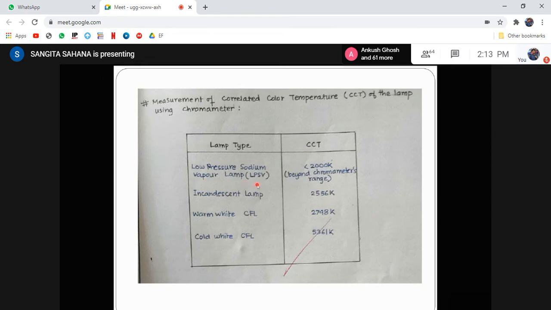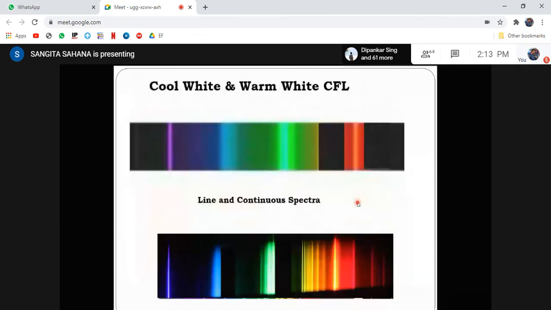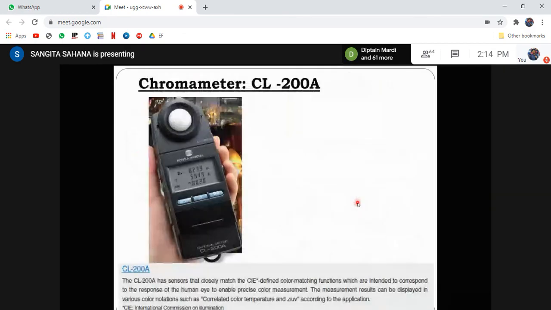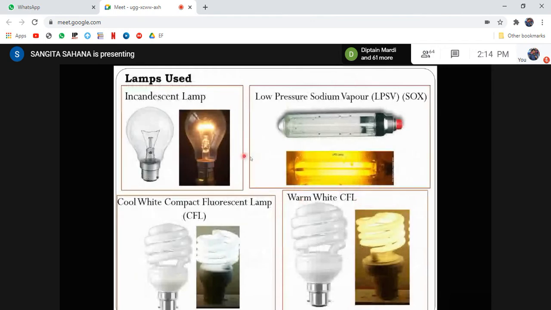Now this low pressure sodium vapor lamp, here the CCT is below 2000 Kelvin, which is beyond the range of the chromometer. So we cannot measure this one, but for incandescent and the CFLs, these are the values. So you can see the CCT values of the incandescent lamp and warm white CFL are very close, 2556 and 2798. Those two are very close. That means the color appearance of this incandescent lamp and the warm white CFL are very much closer.